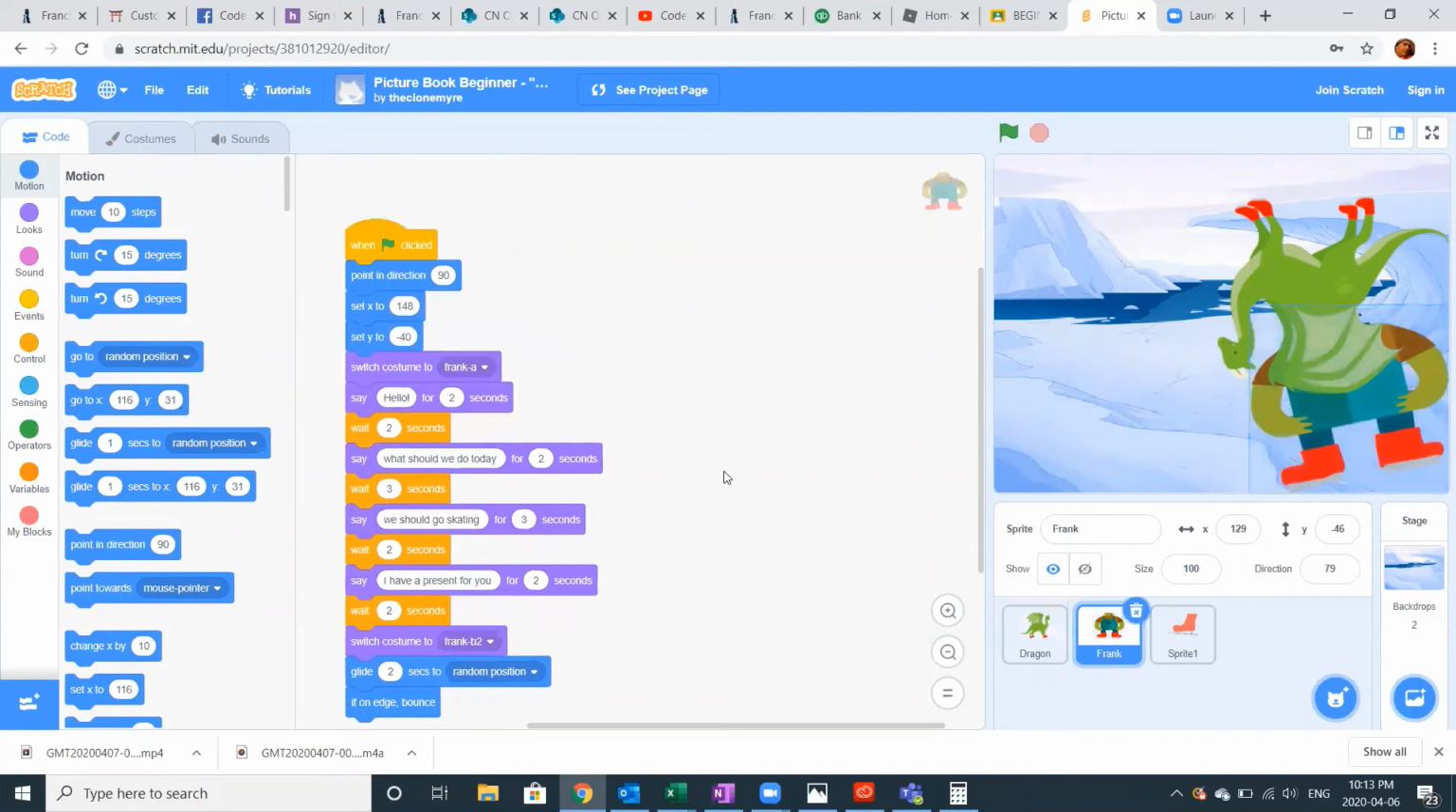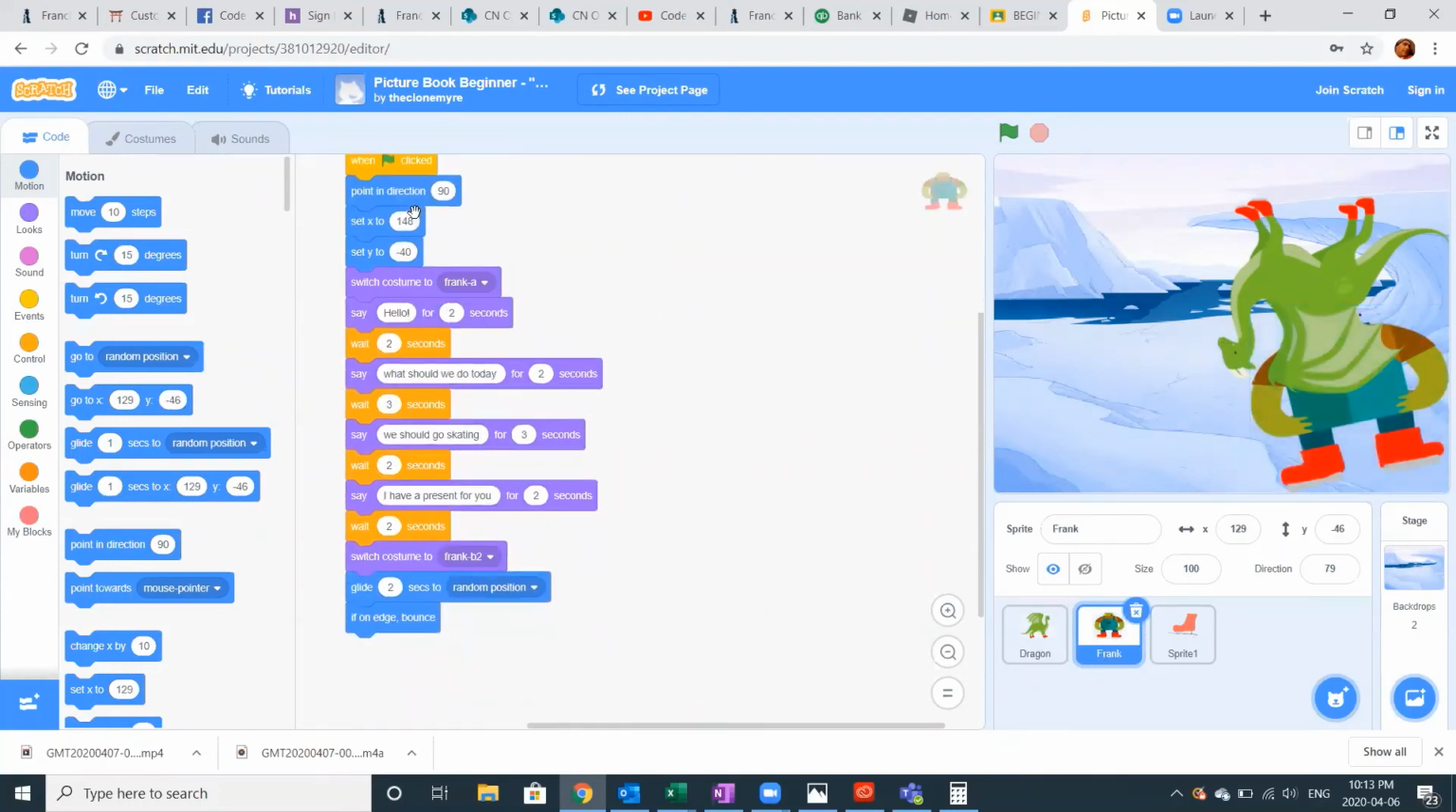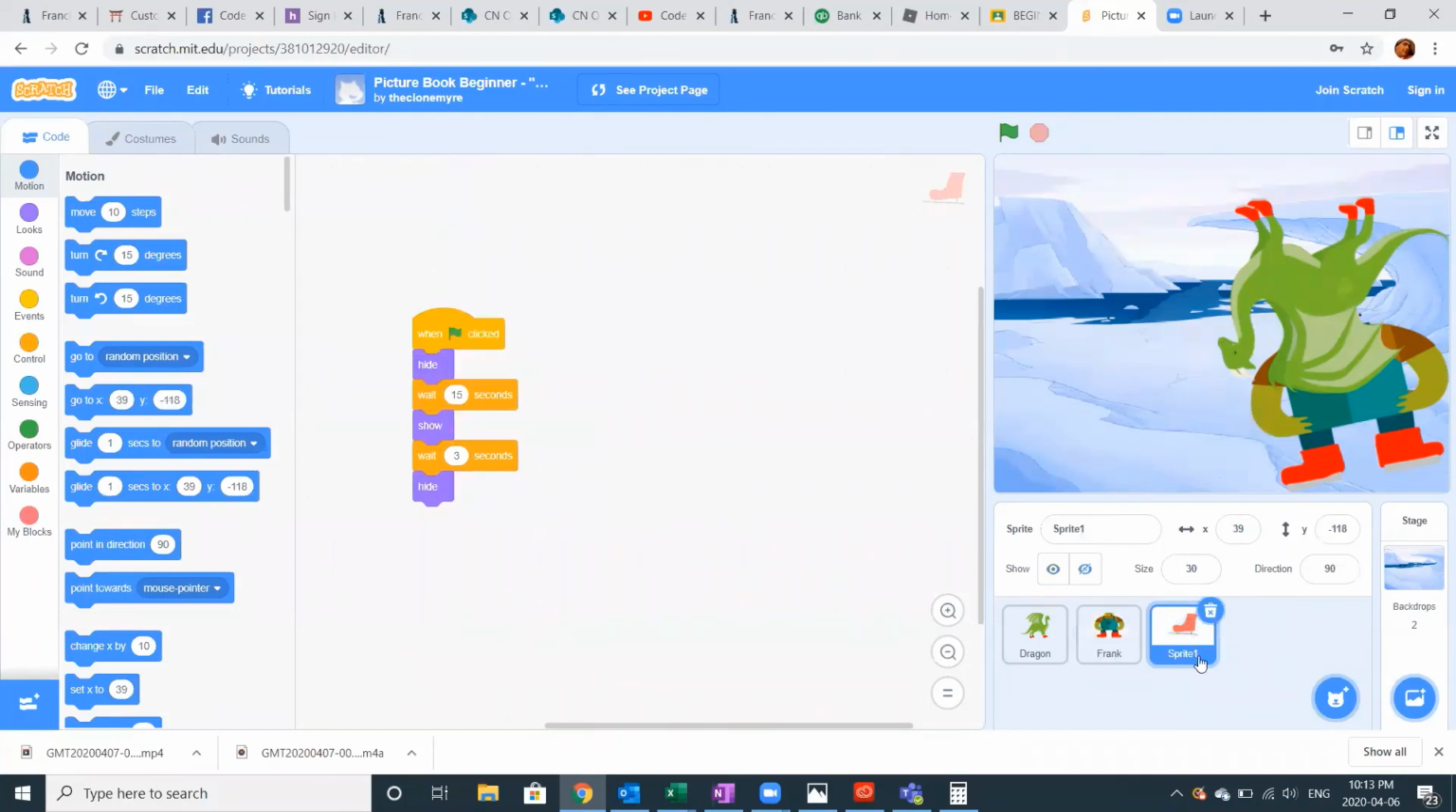So Frank's code is similar. Where's Frank positioned at the very beginning? What is Frank saying? And look, it's going to glide to a random position on the ice skating rink as well. When it says random position, it means that every time you hit play, it's going to become a different position. And then the sprite looks like it was designed by Callum, and it shows at a particular time in the storybook. So great job, Callum.